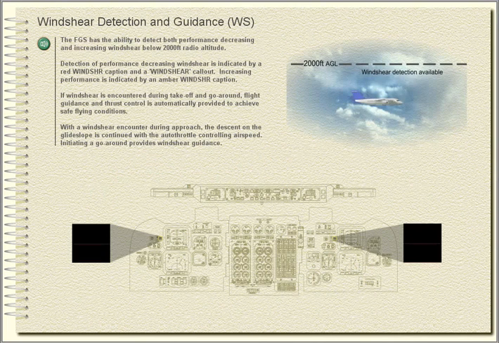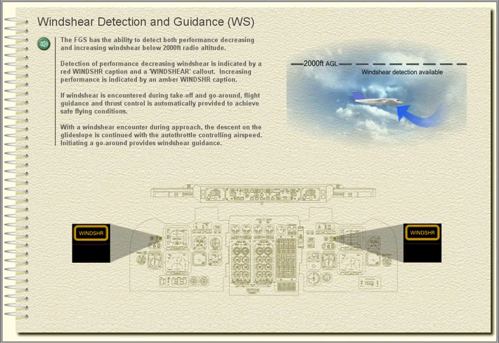Windshear detection and guidance. The FGS has the ability to detect both performance decreasing and increasing wind shear below 2,000 feet radio altitude. Detection of performance decreasing wind shear is indicated by a red wind shear caption and a wind shear call-out. Wind shear, wind shear, wind shear. Increasing performance is indicated by an amber wind shear caption.